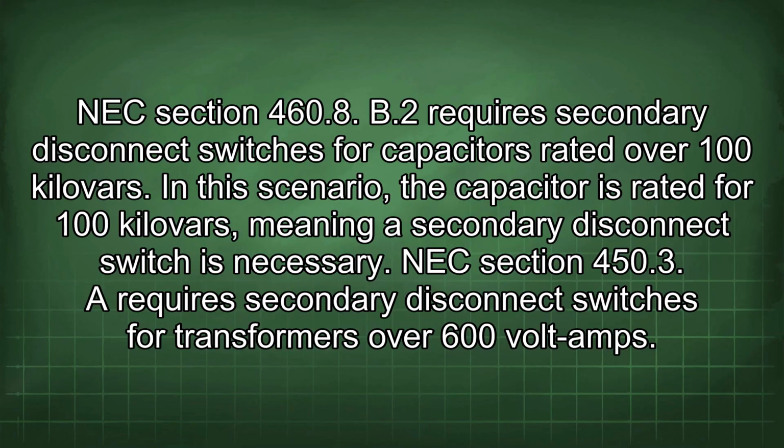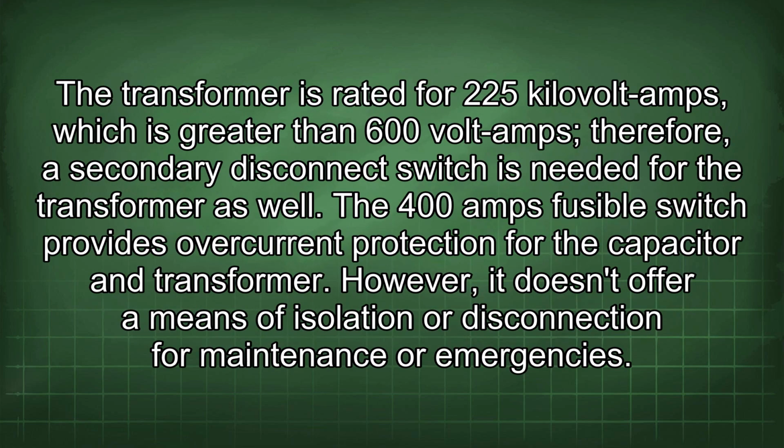NEC section 460.8(B)(2) requires secondary disconnect switches for capacitors rated over 100 kVAR. In this scenario, the capacitor is rated for 100 kVAR, meaning a secondary disconnect switch is necessary. NEC section 450.3 requires secondary disconnect switches for transformers over 600 volt-amps. The transformer is rated for 225 kVA, which is greater than 600 volt-amps. Therefore, a secondary disconnect switch is needed for the transformer as well.